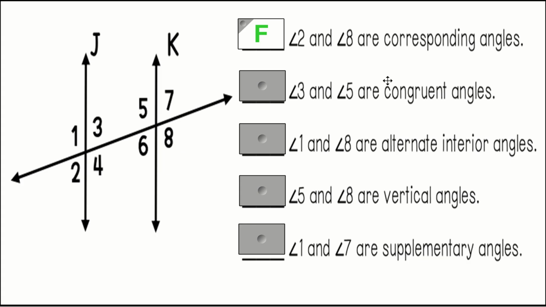3 and 5 says they are congruent. Are 3 and 5 the same measure? No, this would be an example where it's a little harder to tell which one's the big angle and which one's the small angle, but those are same side interior angles, okay? 1 and 8, are they alternate interior angles? Y'all, 1 and 8, are they on the inside? No, they're outside the parallel lines, so that means they are alternate exterior angles.